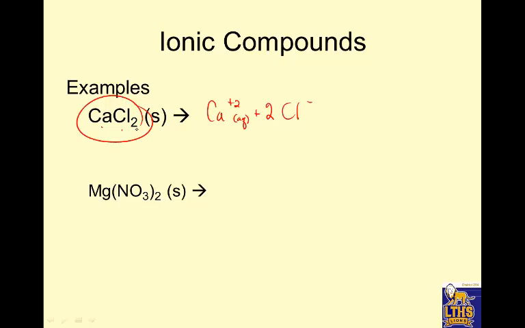Because every time this breaks apart, you get 2 of those, because when we put them together, we had 2 chlorides. So when they dissolve, we get 2 chlorides. Okay? So ionic compounds break into their positive and negative ions.